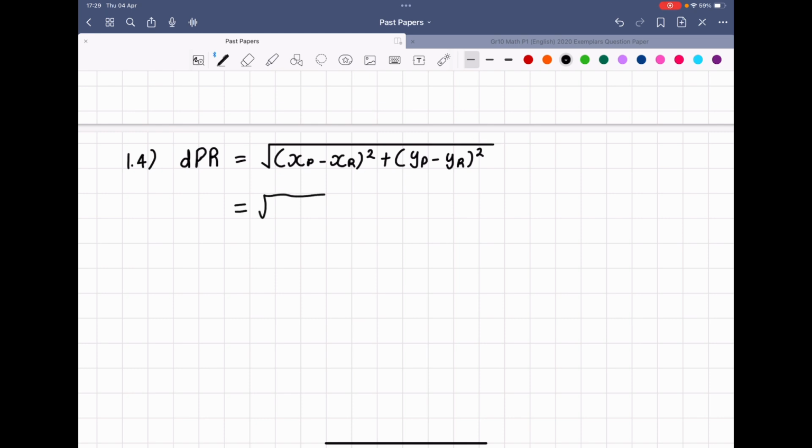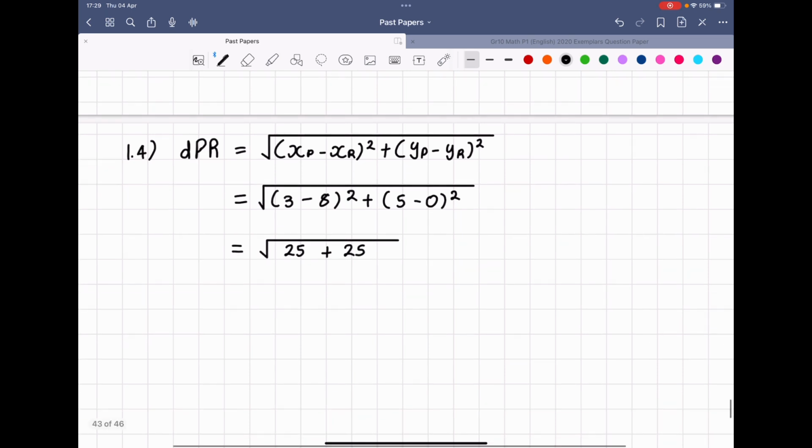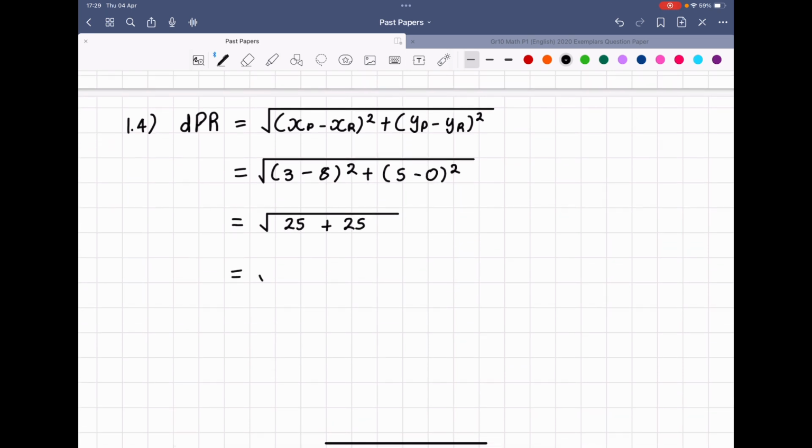And I'm going to substitute in the values. So the x value of P is 3, and of R we found to be 8. And then the y values, P is 5 and R was 0. Then I have 3 minus 8, which is minus 5, and minus 5 squared is 25. And then this one is also 25. And so I have root 50.